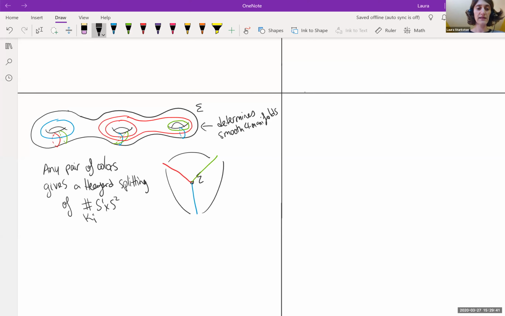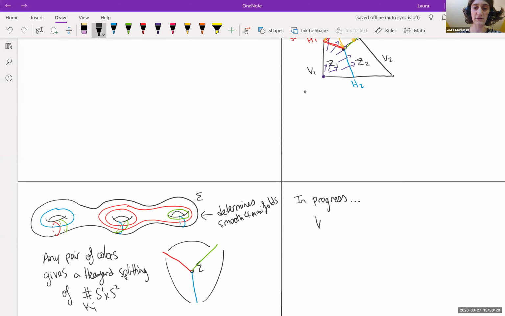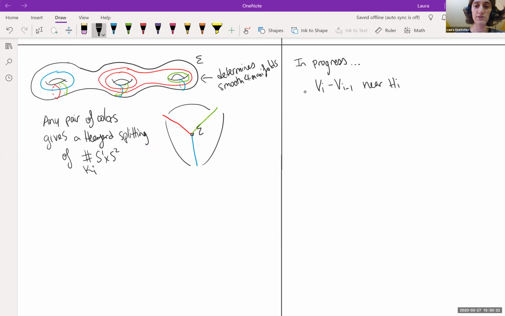Okay, so in the symplectic context, if we want to keep track of the symplectic structure on the manifold through a kind of combinatorial diagrammatic method, this is more in progress at the thinking level. The idea is that on each of the handlebodies, you've got these two Liouville structures. One is pointing outward and one is pointing inward. So I've got Liouville vector fields V1, V2, and V3. And if I look at the difference V_i minus V_{i-1} near H_i, this is going to be symplectically dual to the difference of Liouville forms.